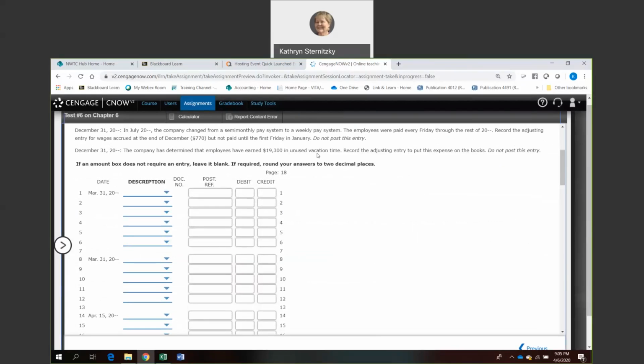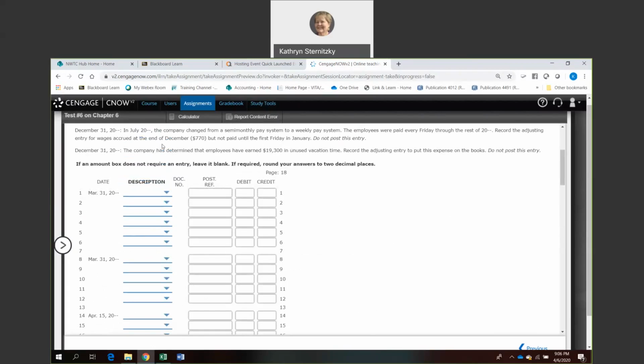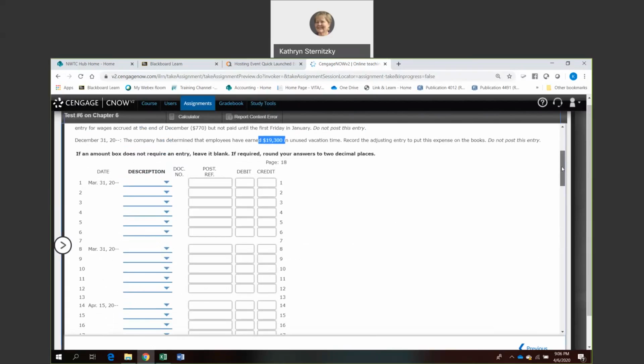The company changed from a semi-monthly pay system to a weekly pay system. The employees were paid every Friday throughout the rest of the year. Record the adjusting entry for wages accrued at the end of December, but not paid until the first Friday in January. So what I think they want you to do is post the entries for that year, but not the January stuff. Also, the company has determined that employees have earned 19,300 in unused vacation time. You're going to have to make a vacation adjusting entry.